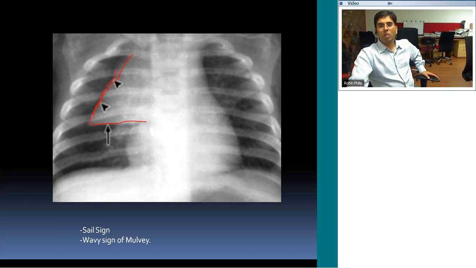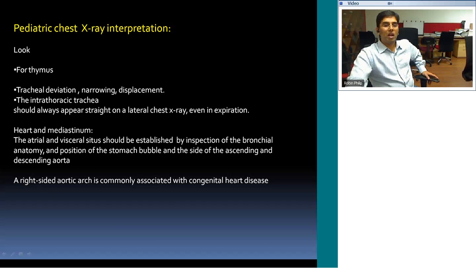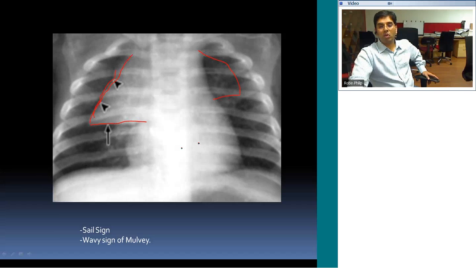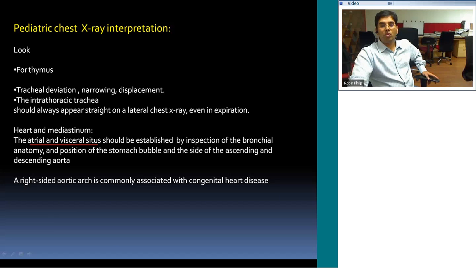This is again highly variable. You may see it on both sides, or you can see it on one side. So you have to pay attention to that. And then heart and mediastinum. Always the atrial and visceral situs should be established by inspection of the bronchial anatomy and position of the stomach bubble. Always look for the stomach bubble and look for the cardiac apex, the ascending aorta, and the descending aorta.